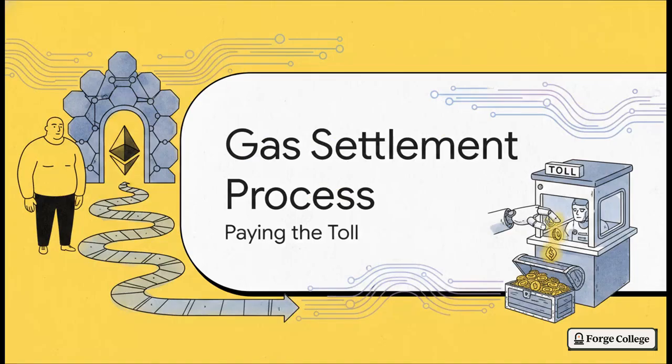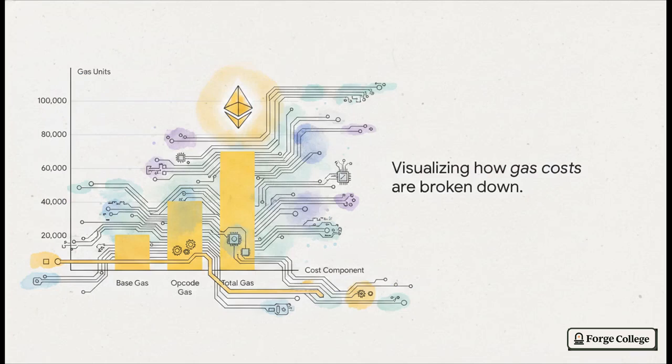Section 3. The gas settlement process. So, once you successfully make it past the bouncer and secure your spot in the block, it's time to head to the checkout line and pay the toll. Because remember, absolutely nothing in the EVM is free. Gas settlement happens exactly at this moment of inclusion.